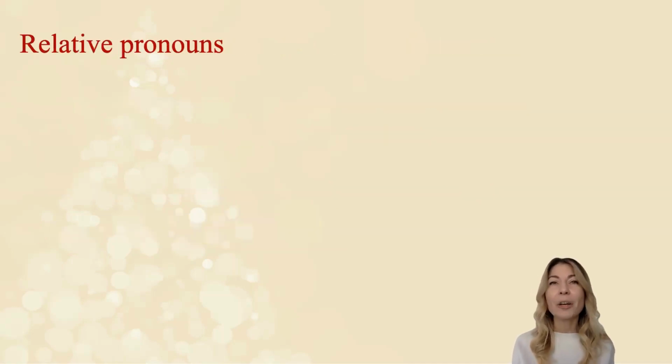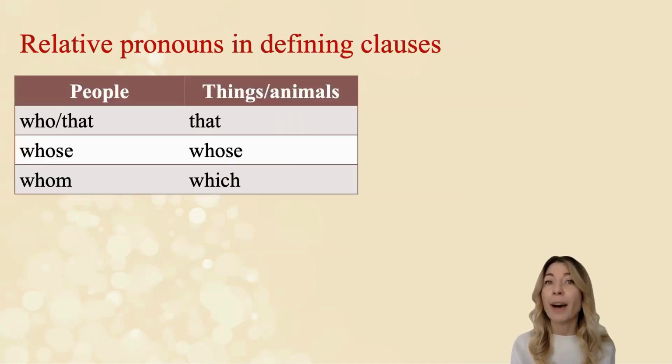Let's move on. Let's talk about relative pronouns, because as I mentioned before, those are that, who, whose, which, etc. But when do we use them, and can they be substituted with each other? So let's talk about defining clauses. And I just want to remind you, defining clauses are those that give us essential information, and we do not use commas. As you can see in this table, with people, we can use who or that, whose and whom. With things or animals, we use that, whose, and which.